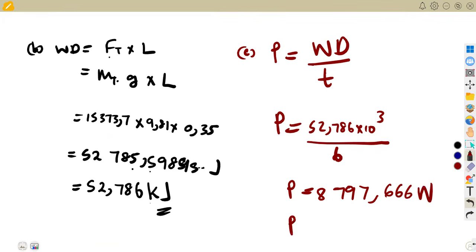If you want to convert to kilowatts, divide by 1,000. That is going to be 8,798, with the last digit changing into an 8. That is in kilowatts, because we have divided by 1,000. So your answer is now in kilowatts, or you can just write it as 8,797,666 in watts. That is how your questions are given.